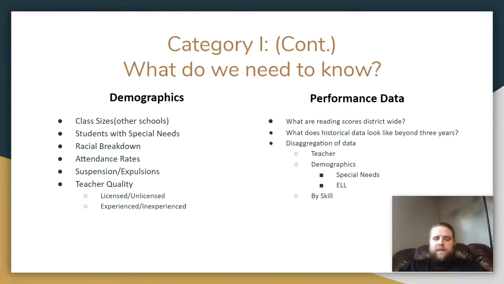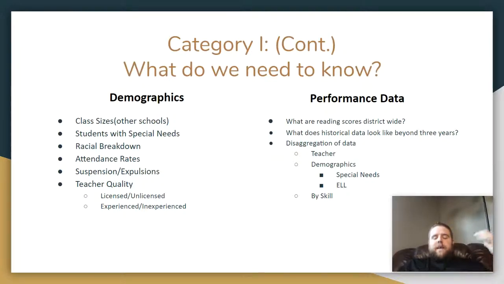In terms of performance data, what are reading scores district-wide? Are they comparative? Are they all dropping, or are we the outlier? That's something we need to know. What does historical data look like beyond the 3-year data? We know that for the last 3 years we've been in a downward trend, but what did it look like before my time, as I've been here for the last 2 years?